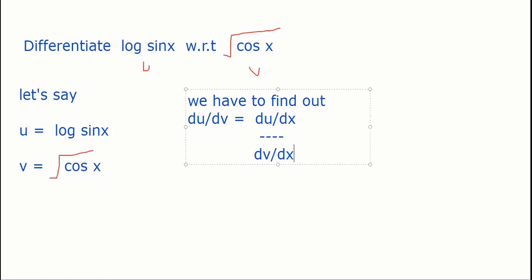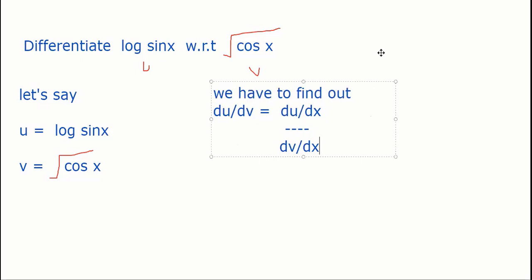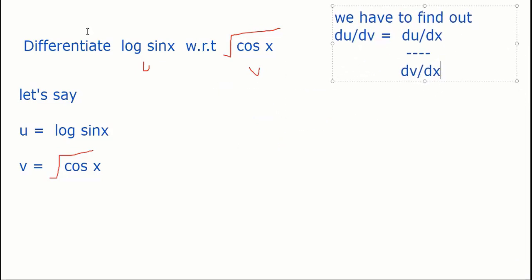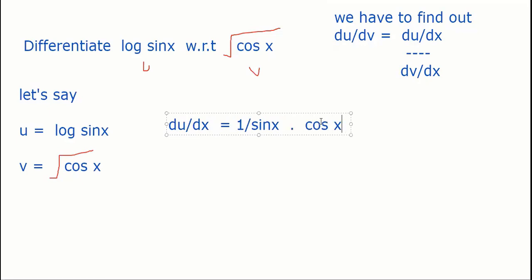So du by dv, how will we find out? By du by dx over dv by dx. So this is what we have to find out. So how will we find du by dx? Tell me everybody, what is du by dx? The derivative of log x is a function of function, the derivative of log x is 1 by x, so 1 by sin x into the derivative of sin x, which is cos x. So it becomes cos x by sin x, that is cot x. So du by dx is cot x.